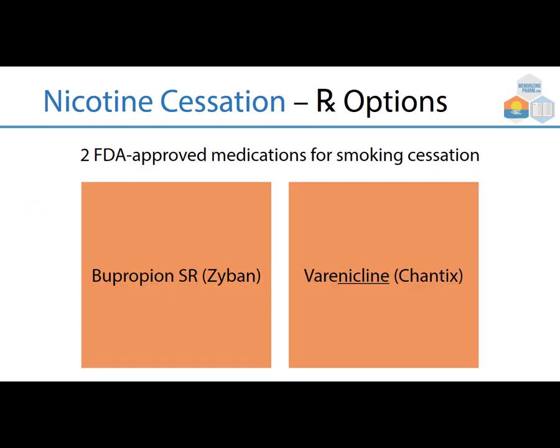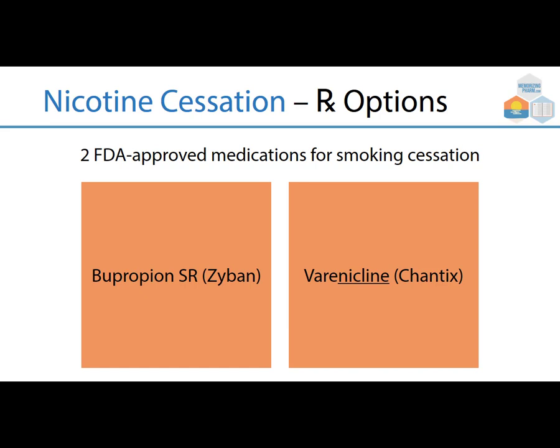Nicotine cessation. So there are 2 FDA-approved medications for smoking cessation. The story behind the first one, which is Bupropion SR. Bupropion has another name called Wellbutrin, and it first came out as an atypical antidepressant. And what people found was that while they were getting treated for depression, they just really didn't have much of an urge to smoke.